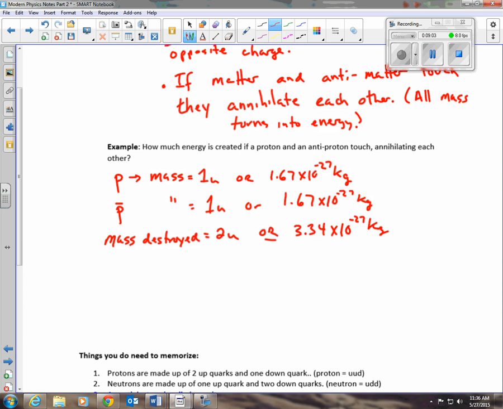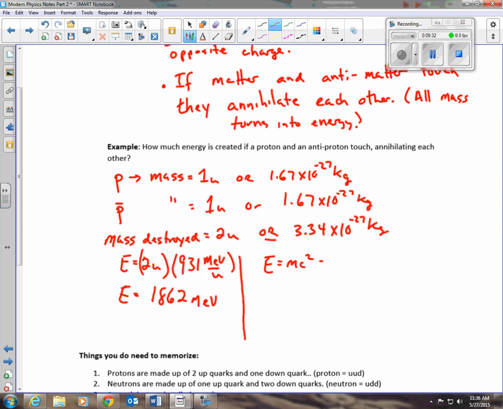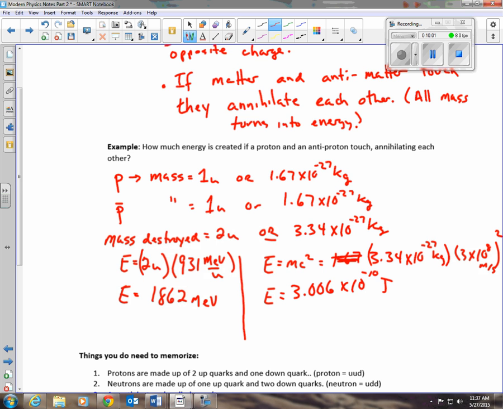Now, if I want to find out how much energy that turns into, I can do it two ways. I can do the energy is 2 U's. Remember, if the energy is in atomic mass units, you just multiply it by 931 MeV per U, and you end up with 1862 MeV. If I use kilograms, I'm going to do E equals mc squared. So that's 1.67, I'm sorry, it's twice that, 3.34 times 10 to the minus 27 kilograms times 3 times 10 to the 8 meters per second, squared. And if I do that out, we'll get that the energy destroyed, or the energy created, is 3.006 times 10 to the minus 10.